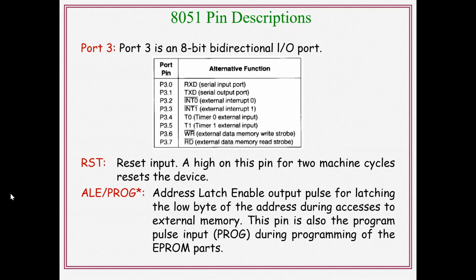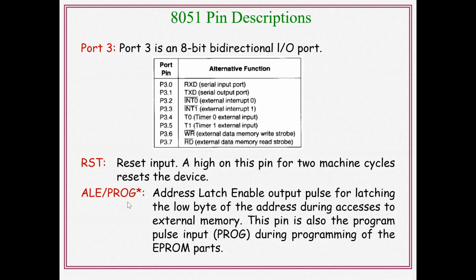The next signal is RST, which is used to reset the circuit, but it requires a minimum of 2 machine cycles of activation. A high on this pin for 2 machine cycles resets the device. One machine cycle consists of 12 clock pulses in the 8051 microcontroller. To reset the 8051 microcontroller, you require 12 clock pulses of activation at the reset pin.